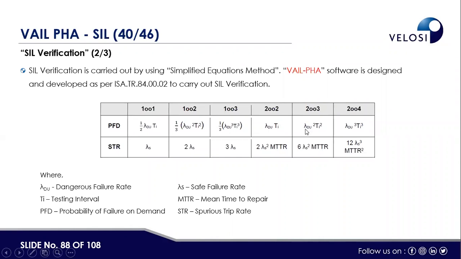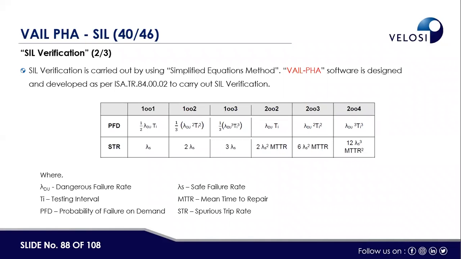Lambda DU, the undetected failure rate of that pressure transmitter, squared, into test interval squared. For the test interval, we have to put some value, for example, the shutdown frequency of the plant. We will check at the shutdown frequency whether it is meeting the target SIL or not. If it is not meeting the target SIL, then we have to reduce the test interval up to the level at which it will meet the target SIL. If it is still not meeting it, for example at 6 months, and a 6 month interval is not possible for the running plant, then how can we test that loop?